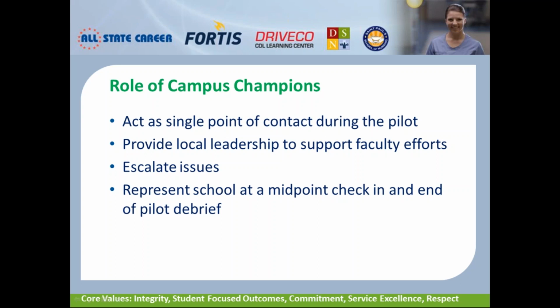And as issues came up at the school, to make sure they were escalated to myself or others so that we could resolve them if there was something that needed to be addressed, because chances were if they were having an issue, there were other schools potentially having that same issue. And then they were also the individual that represented the school at what we considered a midpoint check-in and the end of a pilot debrief. And that was sort of the formal structure we had in place when we first conceptualized the campus champions.